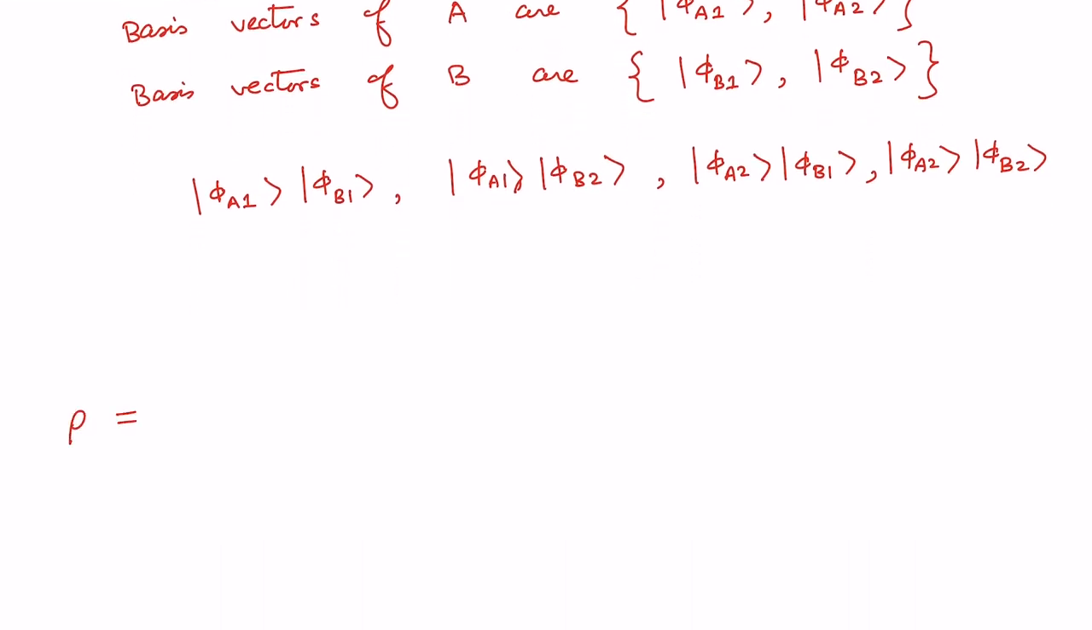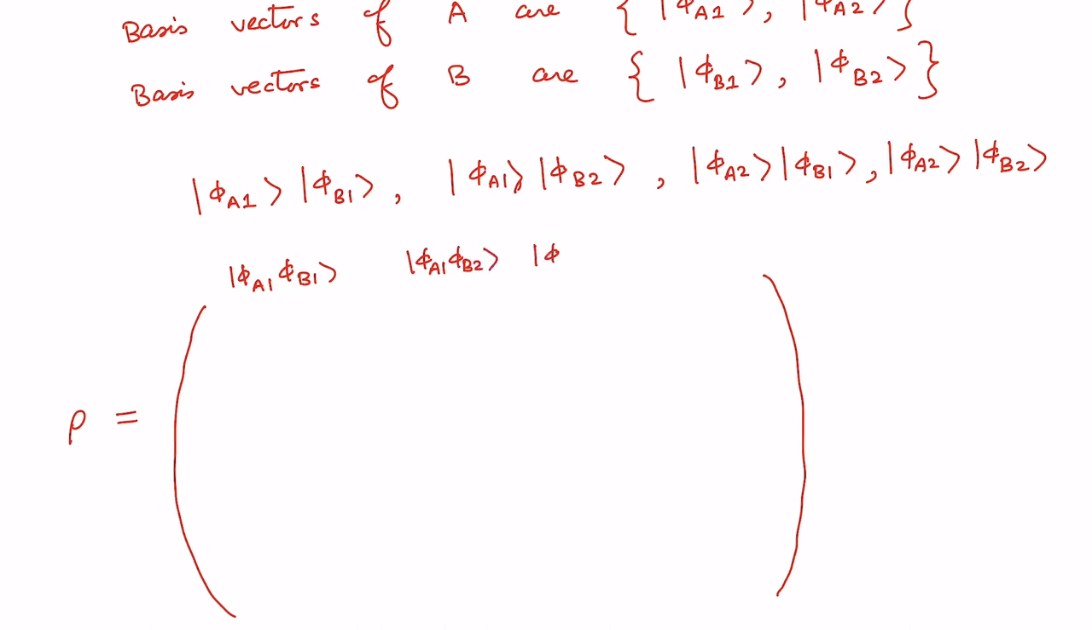Let me write the density operator, the density matrix, in a similar line to the way I discussed it in the previous problem. So let me arrange it in the row. Row would be in this order: phi A1 phi B1, then phi A1 phi B2, and here phi A2 phi B1, and phi A2 phi B2.